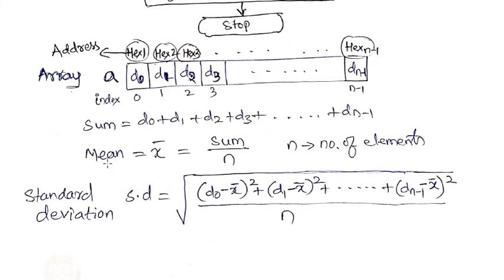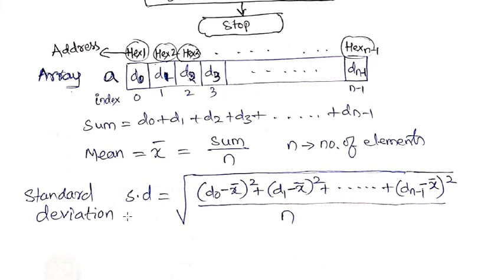How to calculate the mean? Here it is represented as x bar because I am going to use it in the standard deviation. Mean, also represented as x bar, is equal to the sum of all these values divided by n, where n is the number of elements.